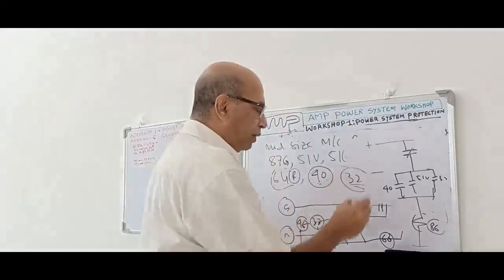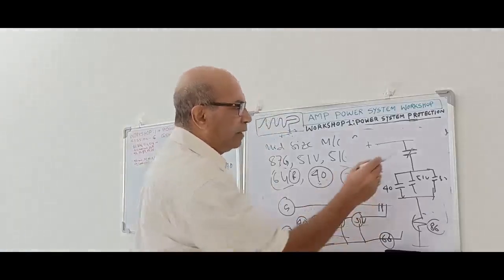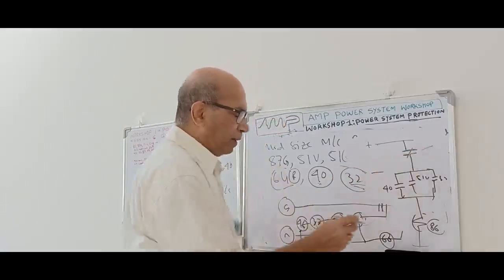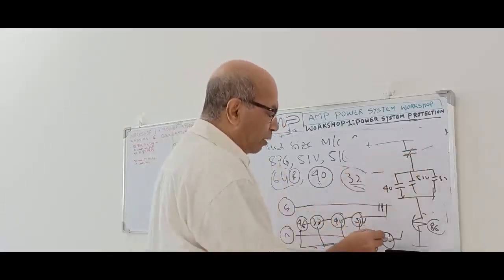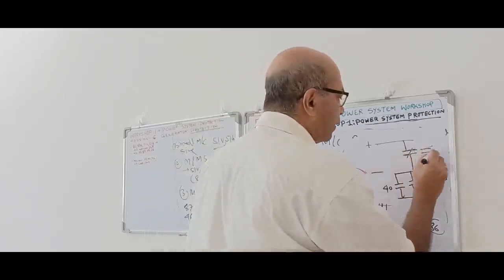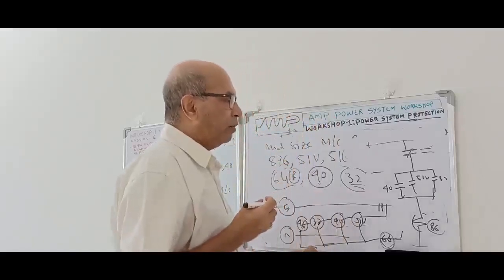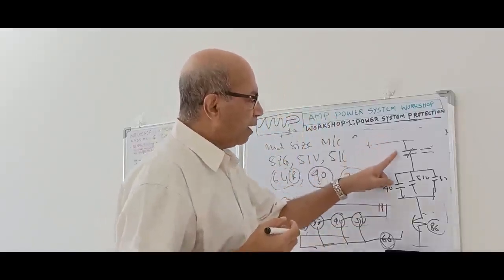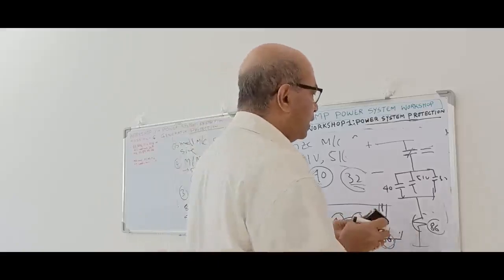Now, normally when the PT supply is available, this contact is open. This is a NO contact, its normal state. Normally when this 60 relay operated, it is a NO condition. Okay. So in that case, what will happen? It is a normal PT supply available. Sorry, it is a NO contact in the de-energized condition.